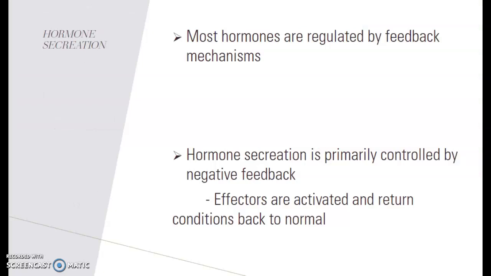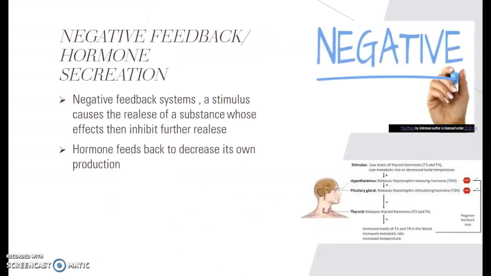Most hormones are regulated by feedback mechanisms, but most of the time, hormone secretions are primarily controlled by negative feedback, in which effectors are activated and return conditions back to normal. Negative feedback keeps the concentration of hormones in the blood maintained within a narrow range.